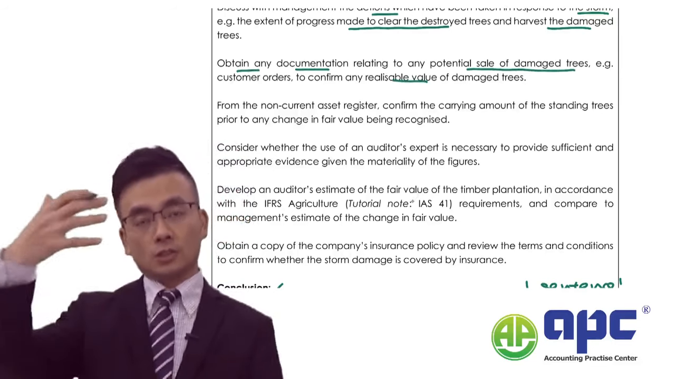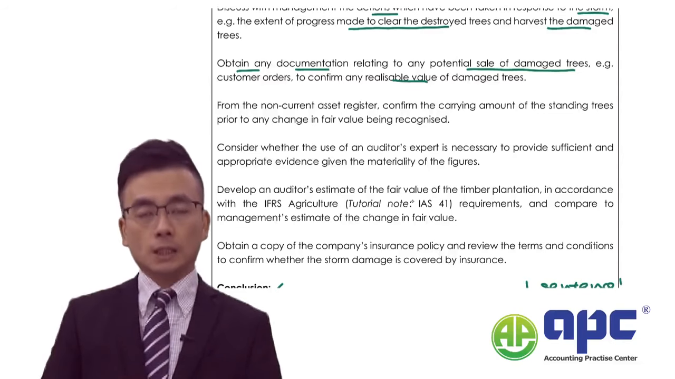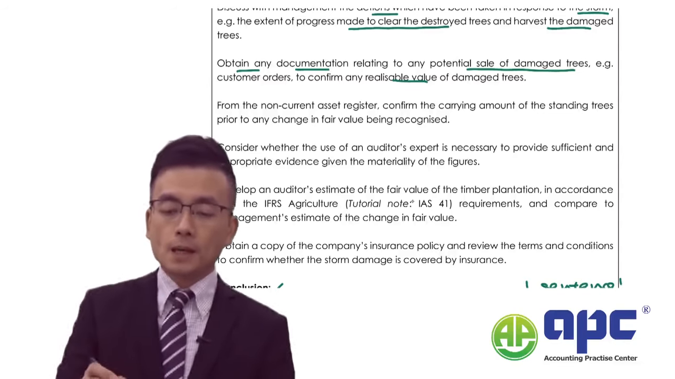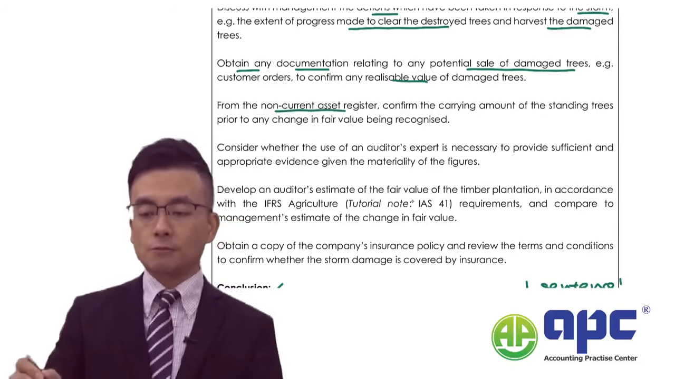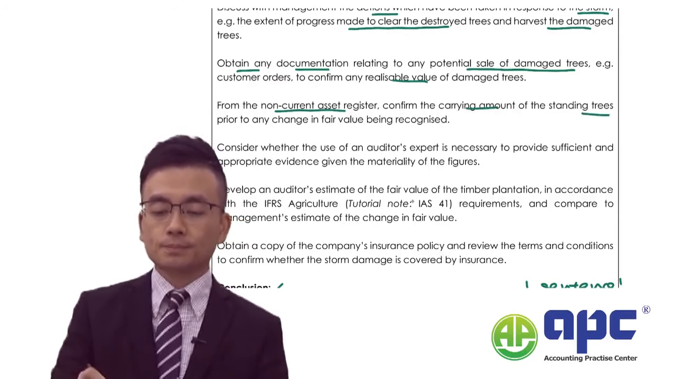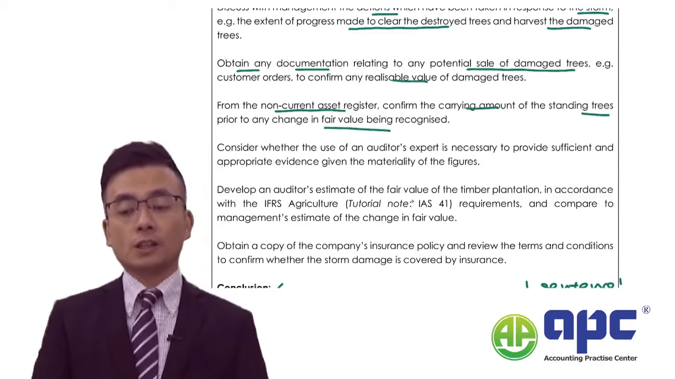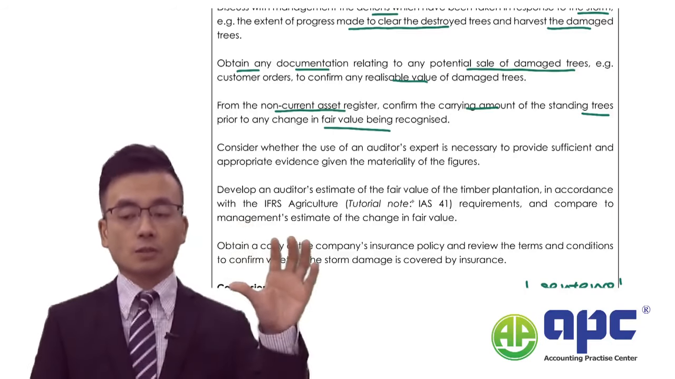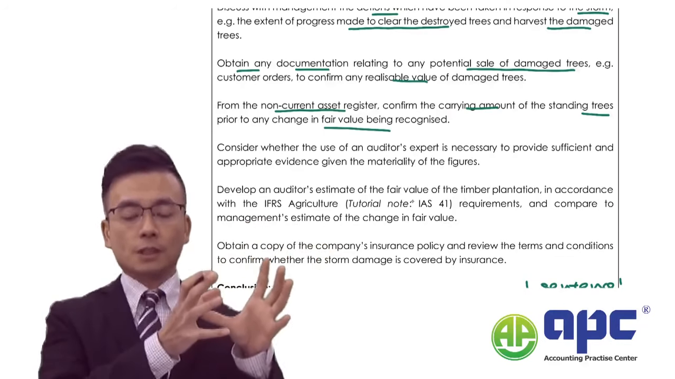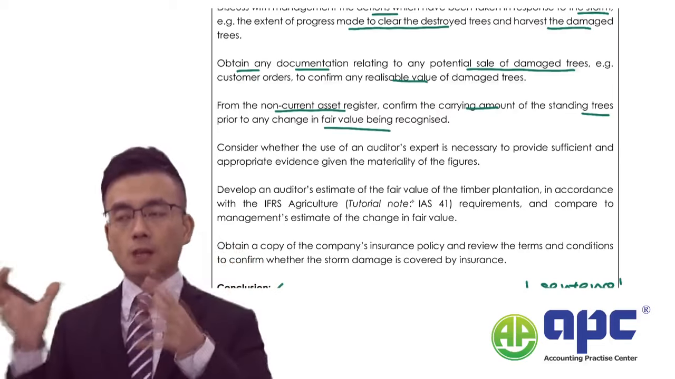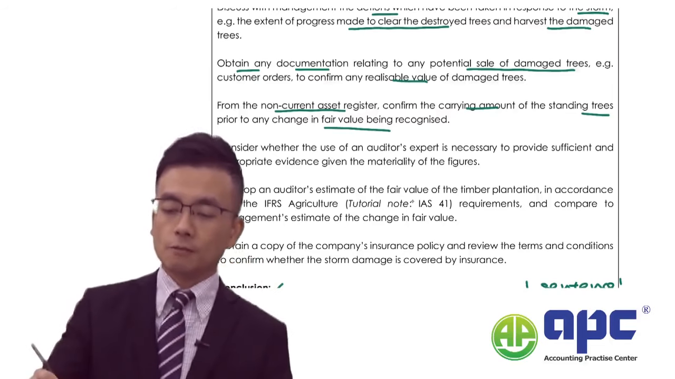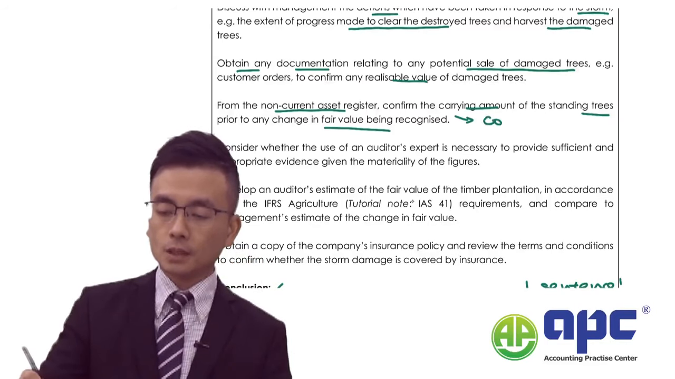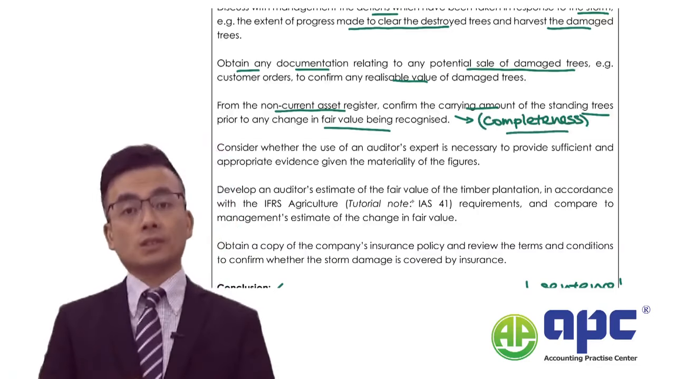As I said before, you can discuss with them and obtain any particular pricing list for that. And from the non-current asset register, you can also confirm the carrying value of the standing trees to any potential fair value being recognized. That's important as well, because trees are biological assets to be included in the non-current asset register. We've got a non-current asset register, tree number one, showing the carrying value for that, and whether or not that matches with our accounting record. Okay, to confirm the completeness of our auditor's assertion.